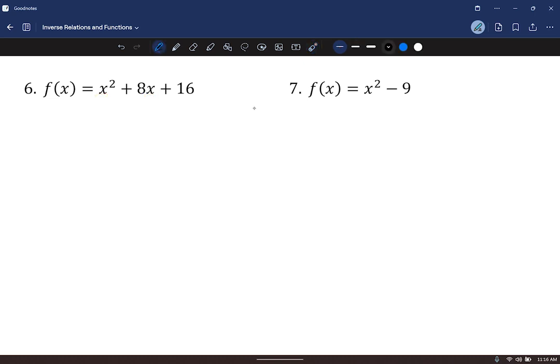We need to factor this because it's actually going to come out to be a perfect square trinomial. So we have two plus signs, x, and two numbers that multiply to make 16 that add to make 8 are 4 and 4. So really this is x plus 4 squared. So we're going to flip-flop our x and y.